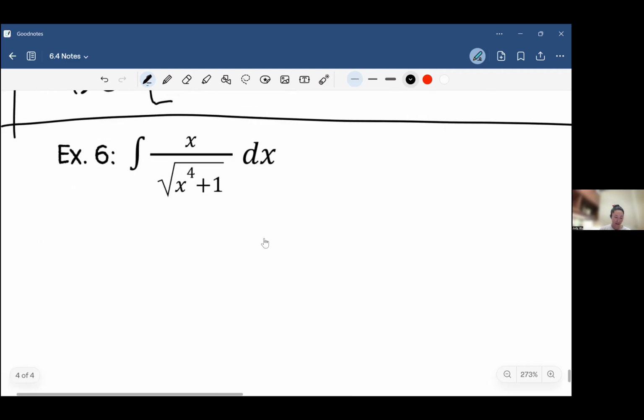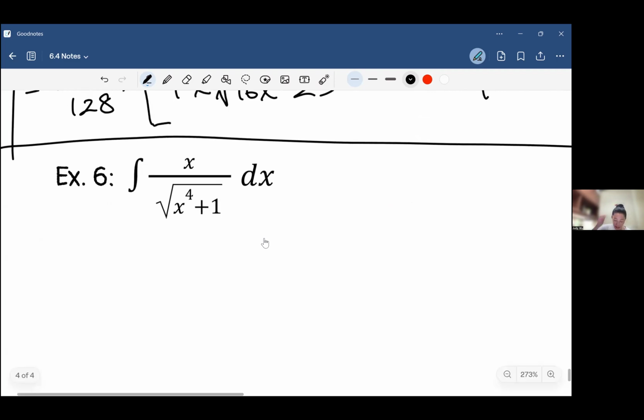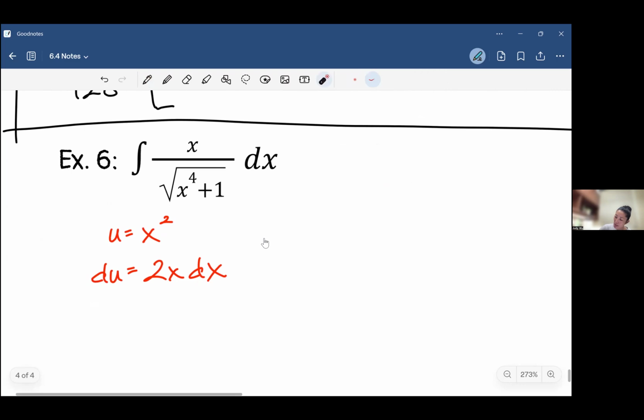Example 6. So I've got the integral of x over the square root of x to the 4th plus 1. Now, if we do a little u sub like we did for the last one, this time we're going to let u equal x squared. And if u equals x squared, that means that du is going to be 2x dx. I'm just going to divide the 2 away because I see that I have an x dx here. So 1/2 du equals x dx.